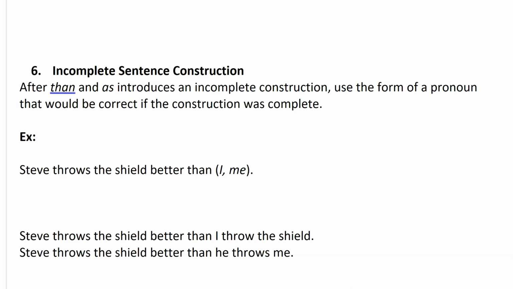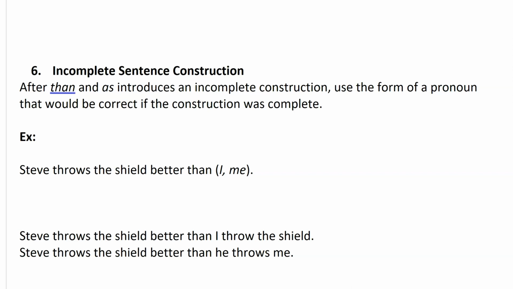Okay, number 6 is incomplete sentence construction. After the words than and as, we introduce an incomplete construction. Use a form of a pronoun that would be correct if the construction was complete. In other words, take a look at the sentence, Steve throws the shield better than me, or Steve throws the shield better than I.